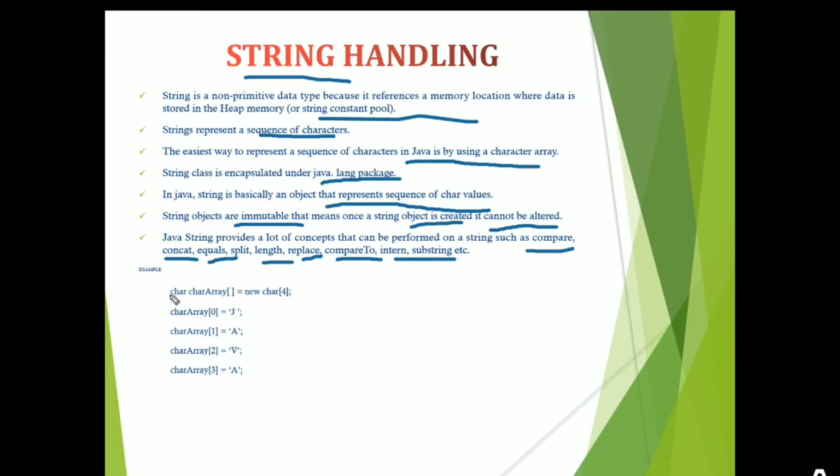For example, here charArray is the variable which holds a char array of 4 characters. This is the character array. So index positions 0 to 3 store the different characters. At index 0 is J, for 1 A, 2 V and 3 A. When we are using the character array, those can be assigned values like this. Instead of this, we can use the String class.